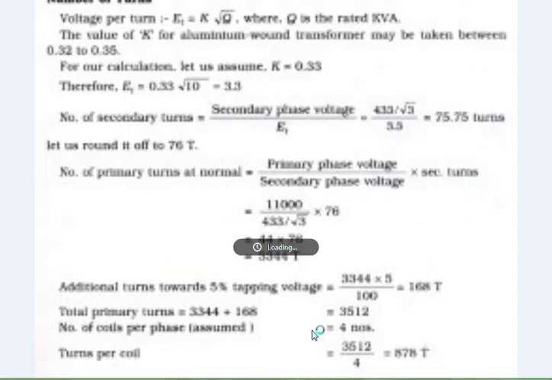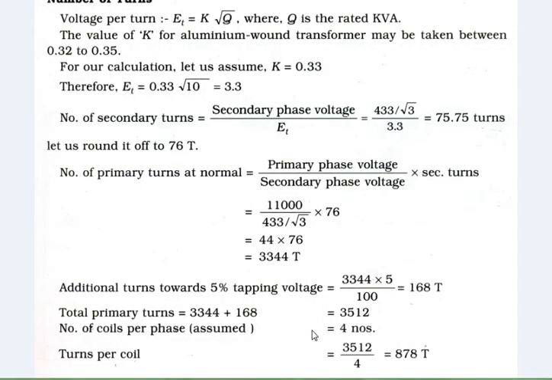Now none of this calculation has anything to do with the core. We have not yet decided on the core size, number of steps, or the flux density and area. So today we are going to take the value of ET we have already calculated, which is 3.3 volts per turn, and use that to find the area, and then using that area find the diameter. Using that diameter we will decide whether our core is going to be 4 step, 5 step, 6 step, 7 step, or up to 11 step, which is the maximum. So today we are talking about the core calculations.